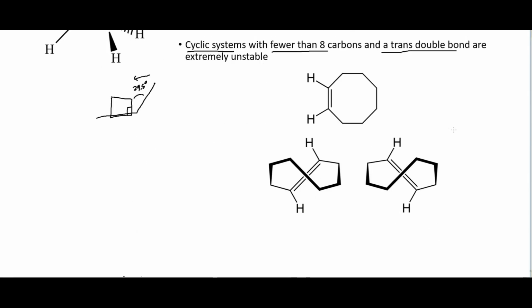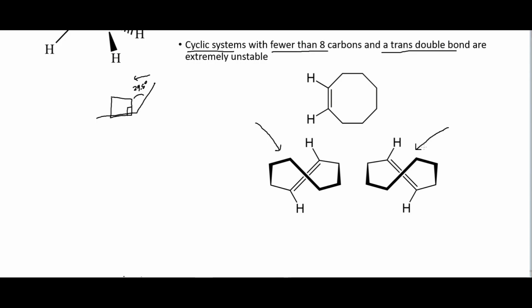So we can see here, this is an 8 carbon ring right here. And so this is the trans double bond. And this is in two different conformations here. So we have the double bond. We see that it's bending this ring all different ways when we are in these two different conformations.